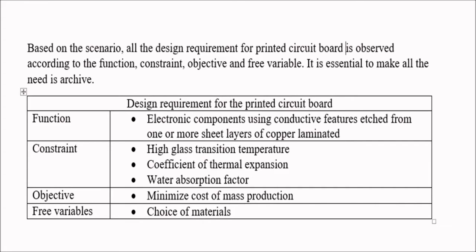From this table, the function is to hold electronic components using conductive features etched from one or more sheet layers of copper laminated. And there are three constraints that we need to discuss: high glass transition temperature, coefficient of thermal expansion, and also water absorption factor.